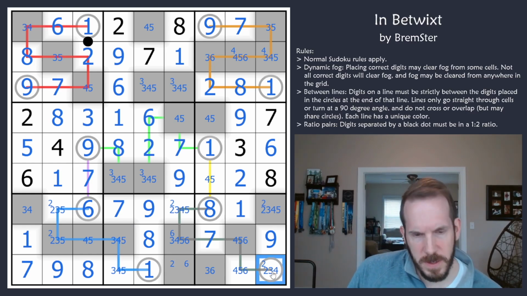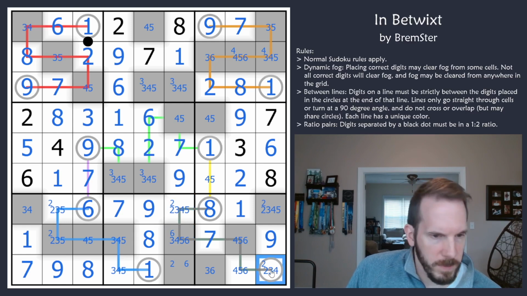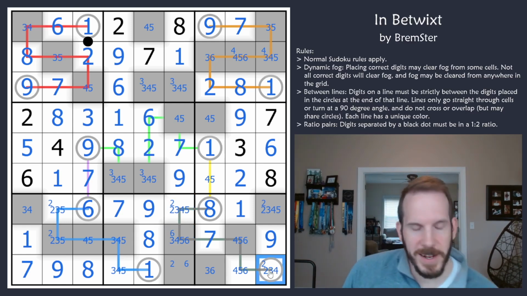So if this, I'm trying to go with the more restrictive option. If this is 4, this becomes a 5-6 pair. And this becomes a 5-6 pair. Oh, no, it's a little bit easier than that. Not a lot easier than that, but this can't be a 2.